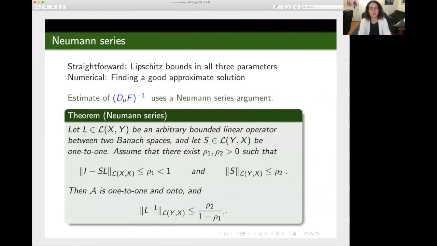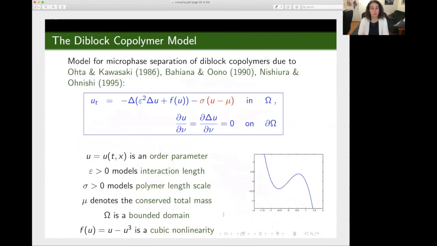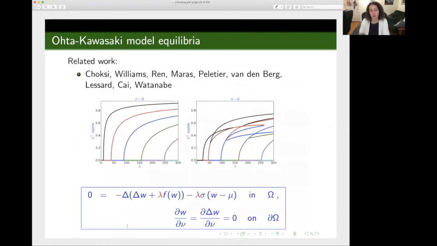Now, what I want to do with this is to come up with a way of writing down validation information for the Ohta-Kawasaki model. So first of all, what is hard and what is easy? What is straightforward is Lipschitz bounds in all three parameters. So I'm going to just quickly remind you, this is the Ohta-Kawasaki model. We're interested in this form of it, where we're just looking for equilibrium solutions. And so the three parameters in question are the lambda, the sigma, and the mu.